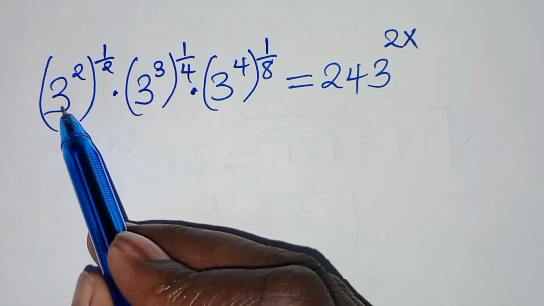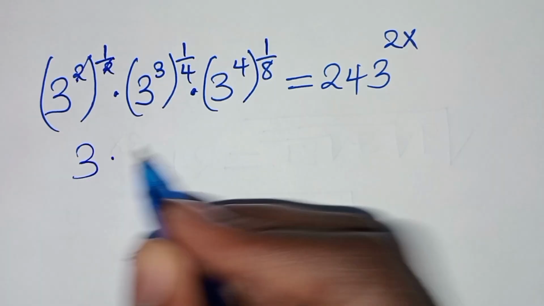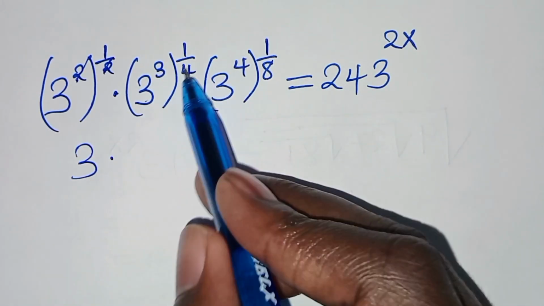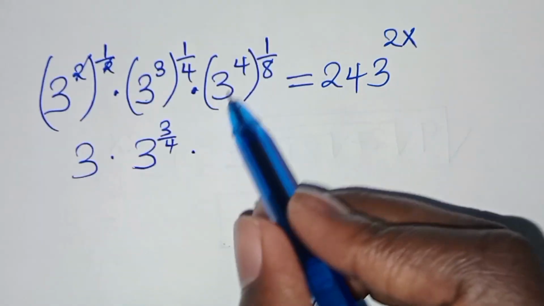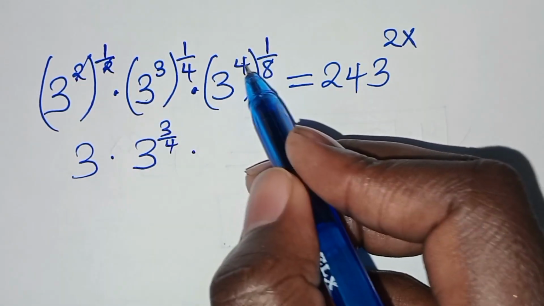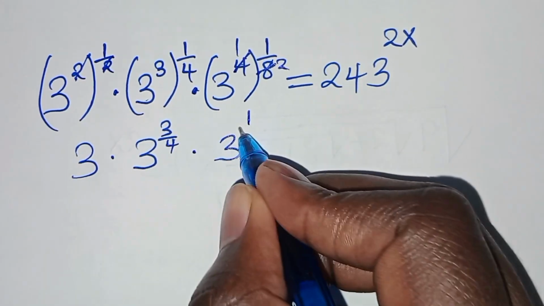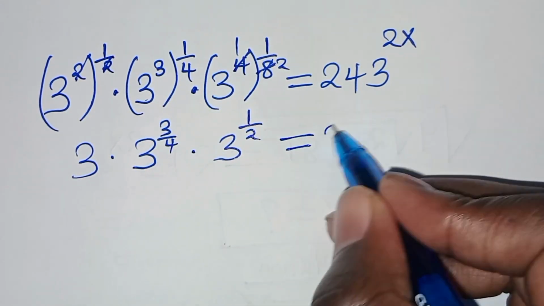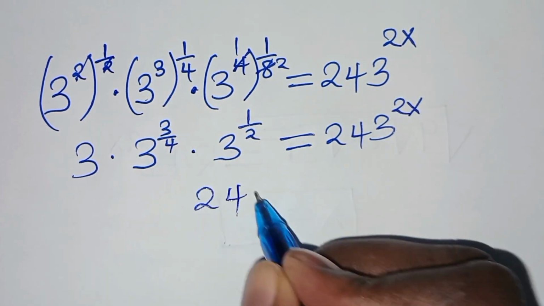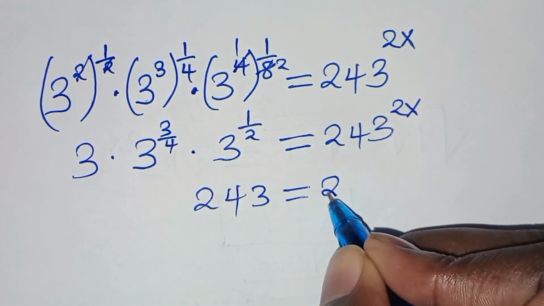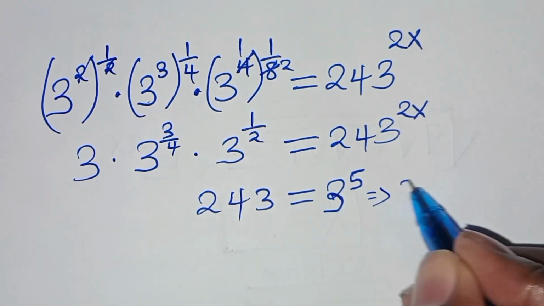Now from here, we have 3 to power 2 times a half, so we simplify here. So this is the same thing as 3, now this is 3 to power 3 times 1 over 4, so this is 3 to power 3 over 4. Then times 3 to power 4 times 1 over 8, we simplify here by 4, 8 divided by 4, this is 2. So this is 3 raised to power a half. This is equal to 243 raised to power 2x. We can express 243 as 3 to power 5. 243 is the same thing as 3 to power 5.